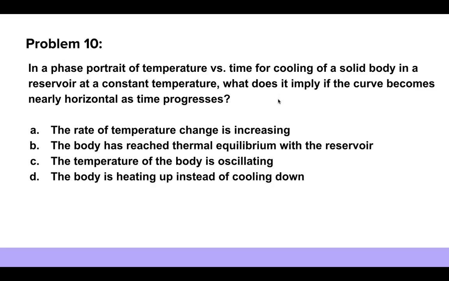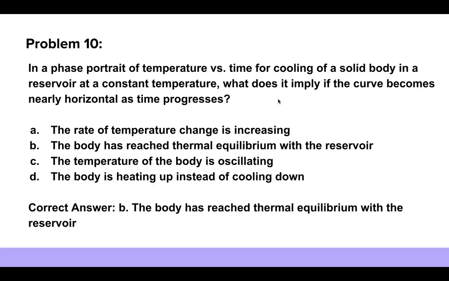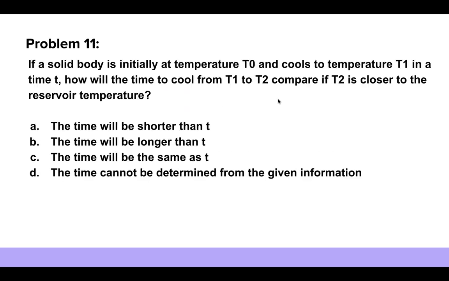So in the phase portrait of temperature versus time for cooling of a solid body in a reservoir at a constant temperature, basically the phase portrait that we saw earlier, what does it imply if the curve becomes nearly horizontal as time progresses? The answer is simple. It is answer B. That is, the body has reached thermal equilibrium with the reservoir. That is, the body temperature has become equal to the reservoir temperature. That is what we mean by thermal equilibrium with the reservoir. I hope this is clear. Moving on to the next question.